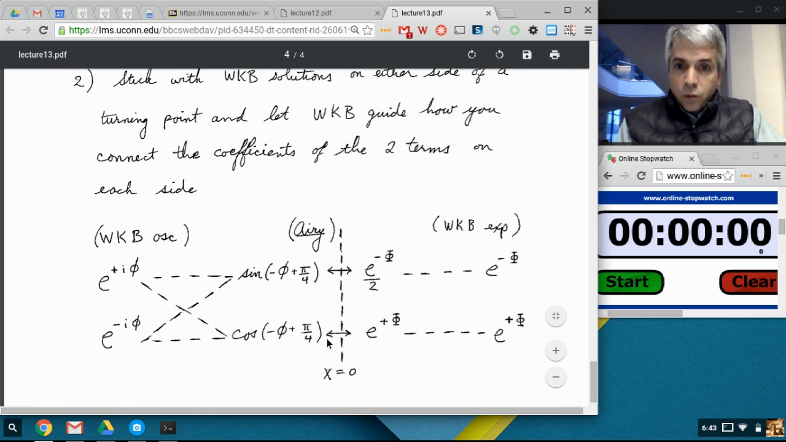Okay, I think that this little map here tells you everything you need to know how to do WKB matching for bound states, and it'll be useful for you in working through the homework problems.